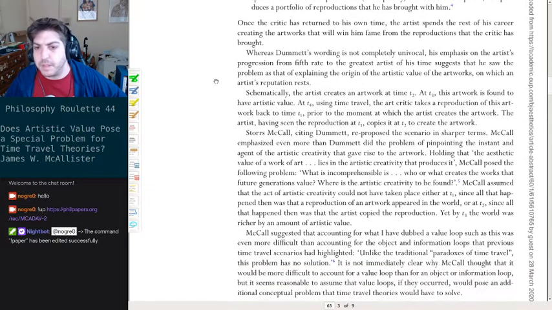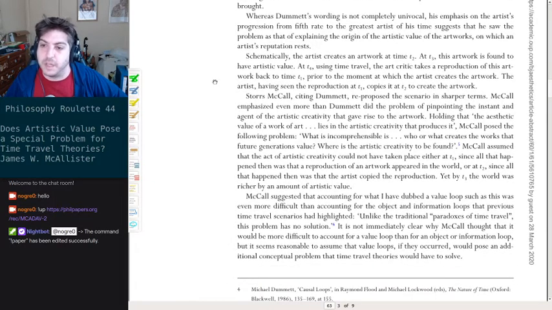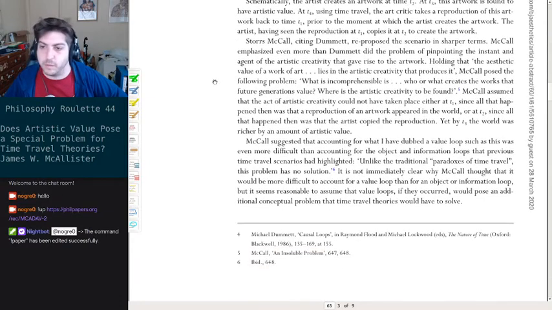Where was I? Okay. Schematically, the artist creates an artwork at time t2. At time t3, this artwork is found to have artistic value. At t4, using time travel, the art critic takes a reproduction of this artwork back to time t1, prior to the moment at which the artist creates the artwork. The artist, having seen the reproduction at time t1, copies it at time t2 to create the artwork.